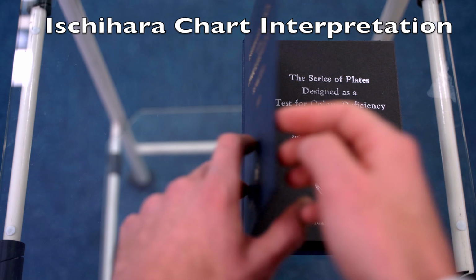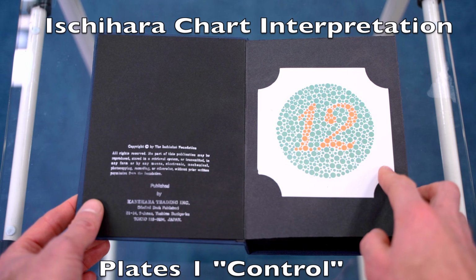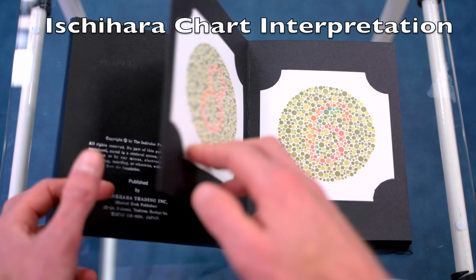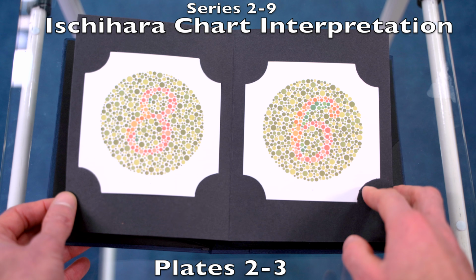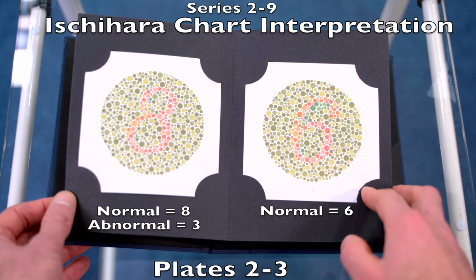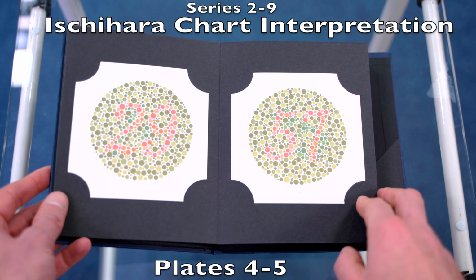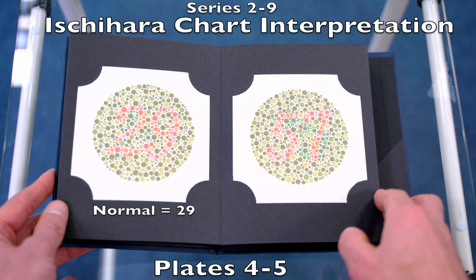Okay, so let's go through the answers in inverted commas to those plates. So we all know that plate number 1 was our control, so we've all seen 12 there. On plate 2, if you had normal vision, you should have expected to see the number 8, whereas some with red-green deficiencies may have seen 3. On plate 3, a normal person would see a 6, whereas people such as myself would see a 5. On plate 4, a normal person would visualise the numbers 29, whereas here the red-green colour-blind deficiency is going to show up with the number 70.